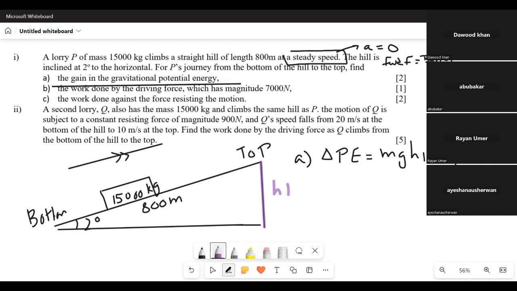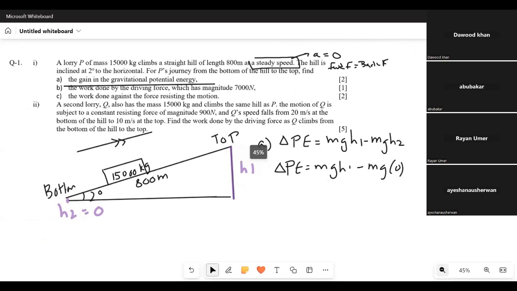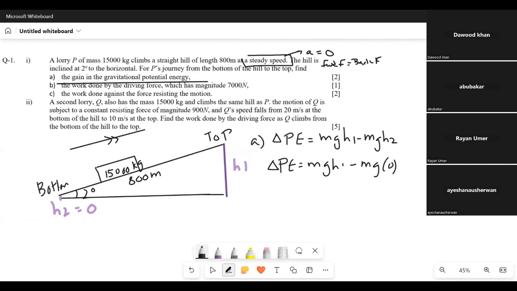And height 2 would be the smaller height at the bottom, which is h2 and this is 0. So change in potential energy would be mgh1 minus mg0. Okay. Now, what is m? It's given in the question, 15,000 kgs. G we know is 10.